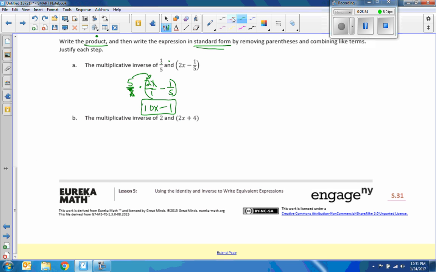The multiplicative inverse of 2. So I'm going to take the multiplicative inverse of 2, which is 1/2. There's my "and." That's where my multiplication symbol goes. 2x plus 4. So I'm going to distribute. 1/2 times 2x is 1x. 1/2 times 4, positive times a positive is positive. 1/2 of 4 is 2, and we don't need the 1 in front, so it's simply x plus 2. They are not like terms, so that is in standard form.